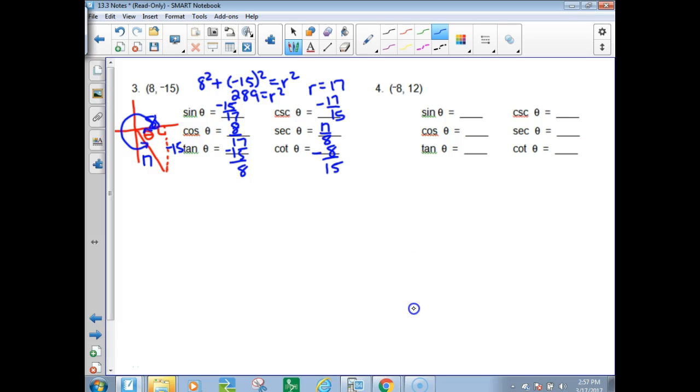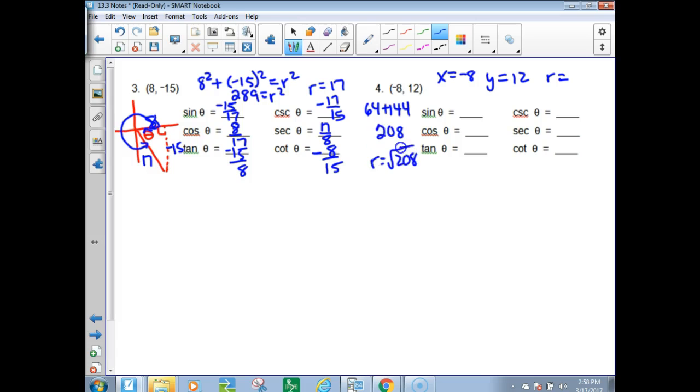All right, the next one is actually going to have some radicals in it. We're going to have a lot more work to do to get these simplified, but if you'll stay with me, I'm going to try to make it as easy as possible. Okay, so let's go ahead and find r. Negative 8 squared would be 64, plus 144 for y squared. When I add those, I get 208. And r would be the square root of 208.